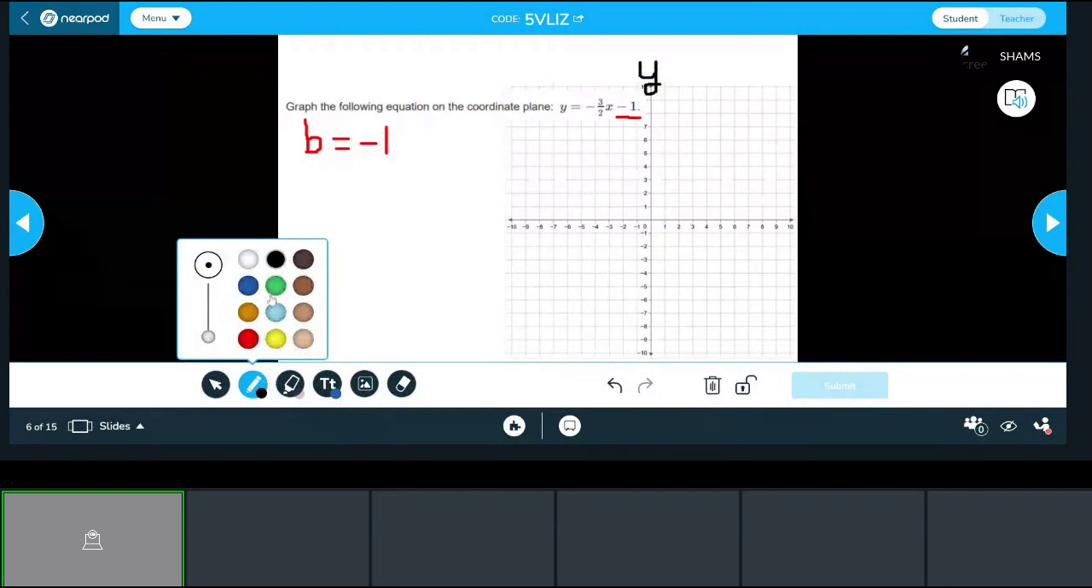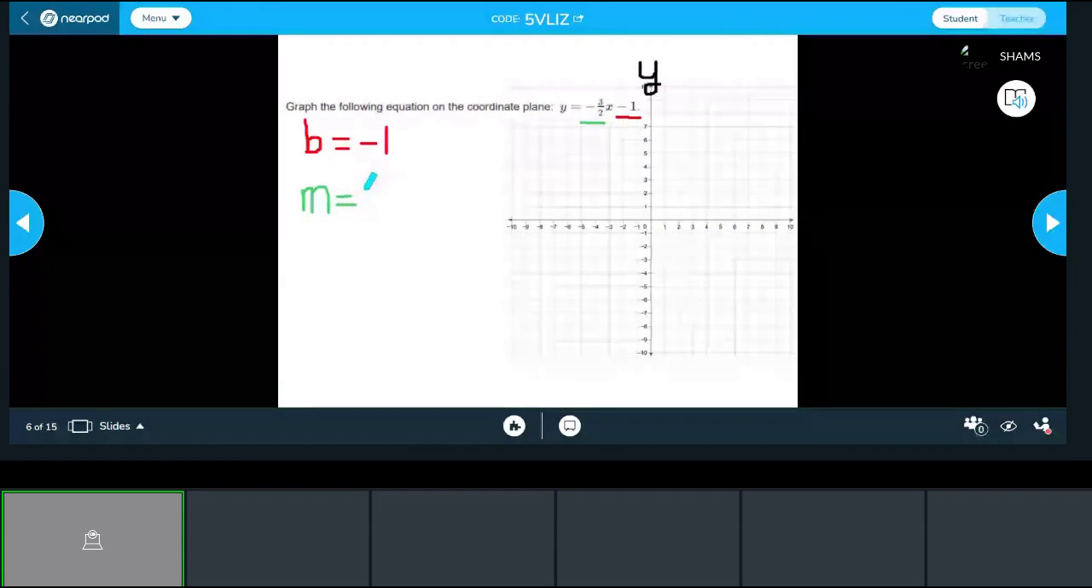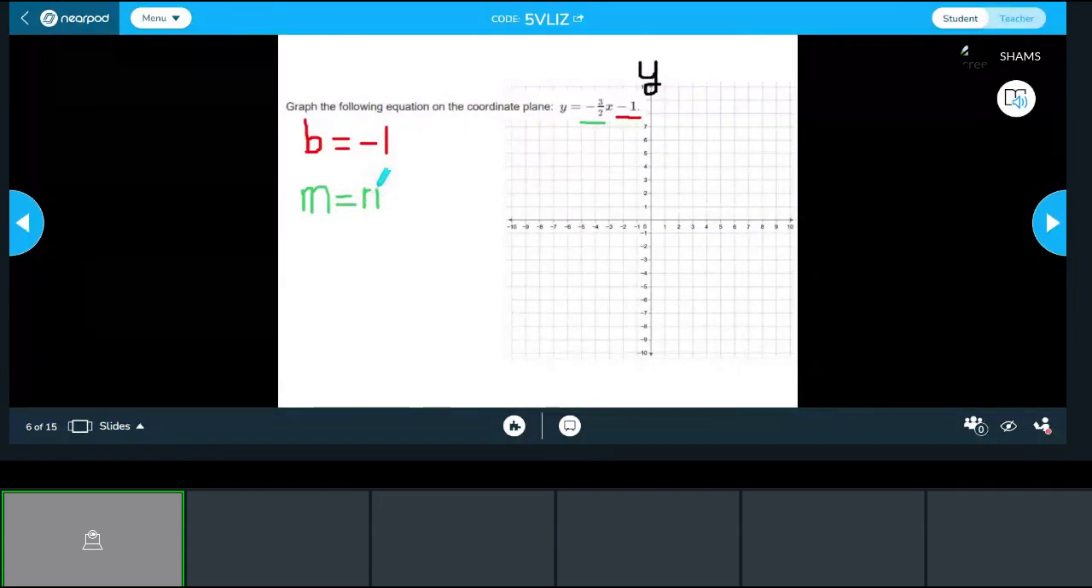Then I also know my m. M is -3/2. Remember the formula for m? M is rise over run. And let me go ahead and write it down. M is supposed to be rise over run. And in this particular case, the rise over run is -3/2. And let's go ahead, get started with the graphing part.